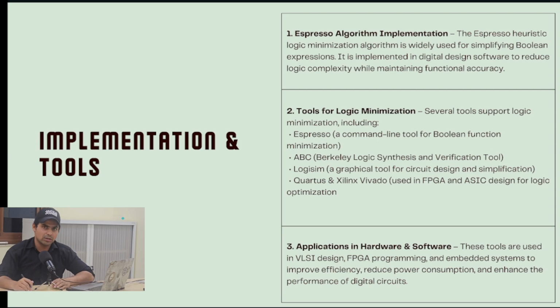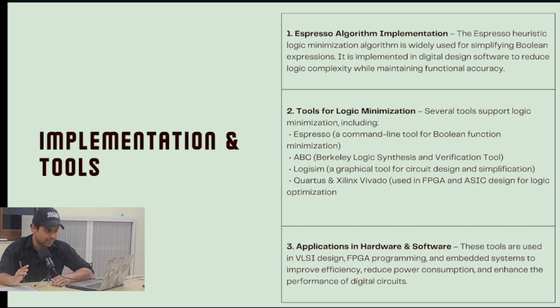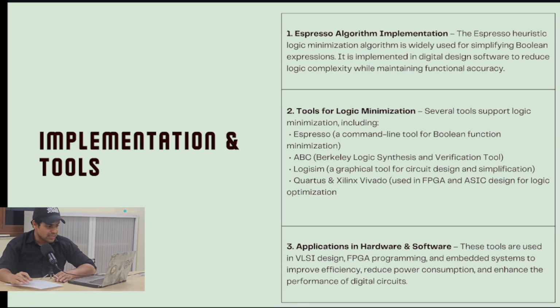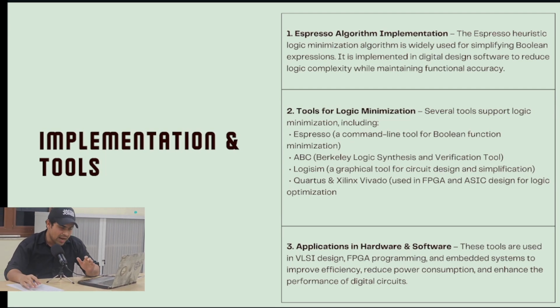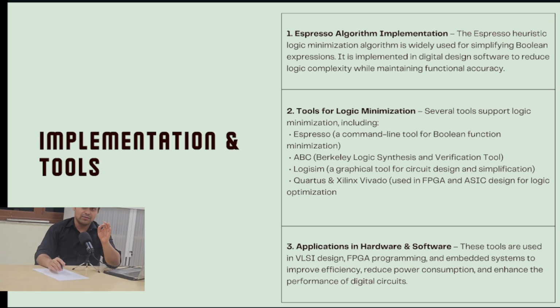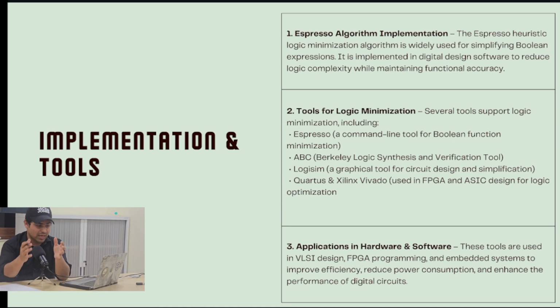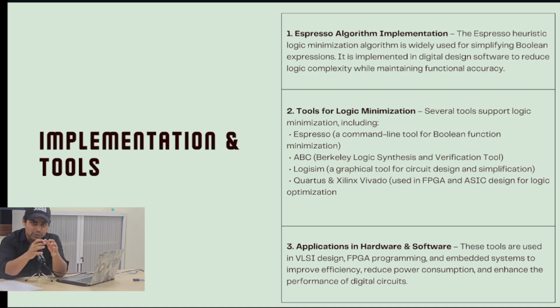The next one is the tools for logic minimization. There are lots of tools for logic minimization; I will talk about a few. The first one is Espresso, a command line tool for Boolean function minimization. If you are dealing with Boolean function minimization, you will use Espresso, a command line tool. The second one is ABC, which stands for Berkeley Logic Synthesis and Verification Tool. The third one is Logisim, a graphical tool for circuit design and simplification. If you are dealing with circuit design and its simplification, then you use the Logisim tool to express all these things.